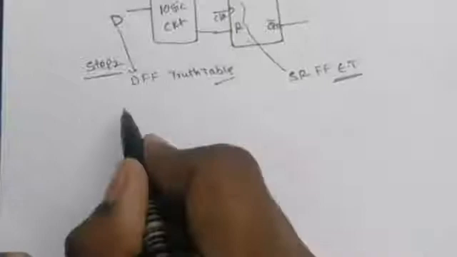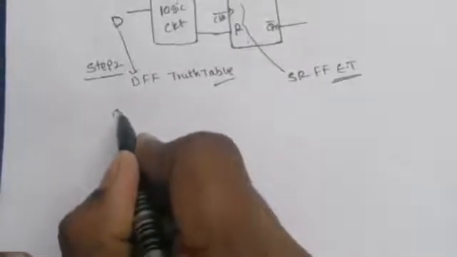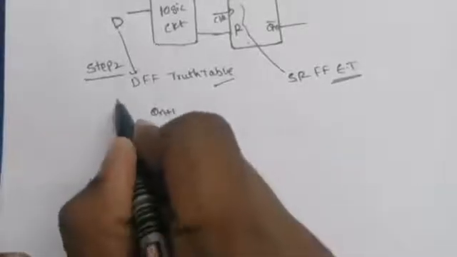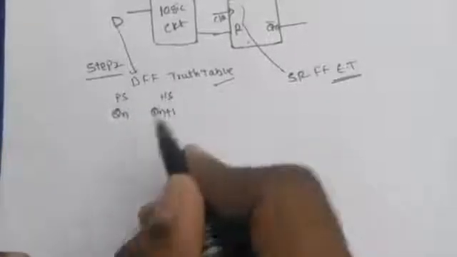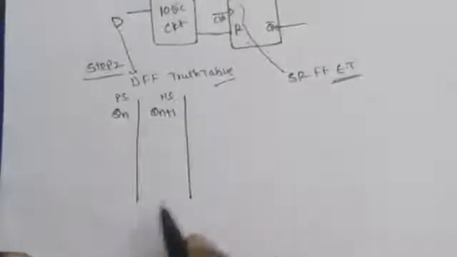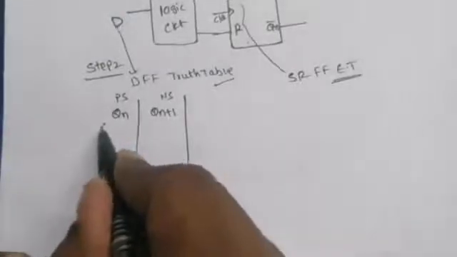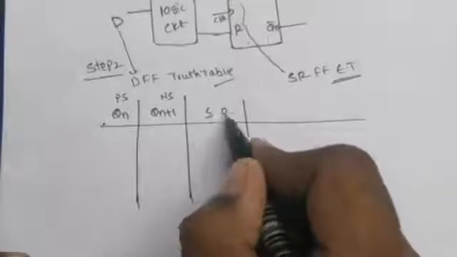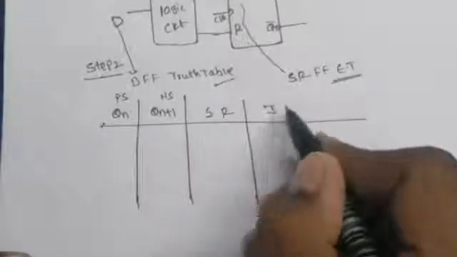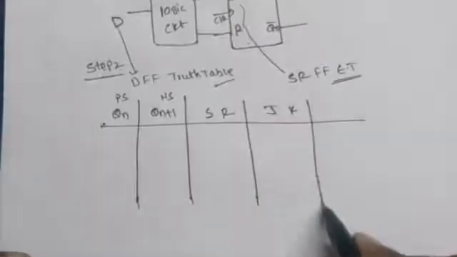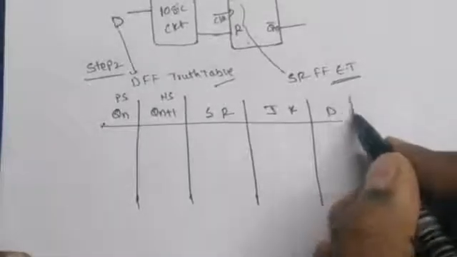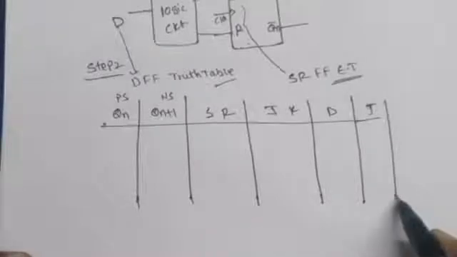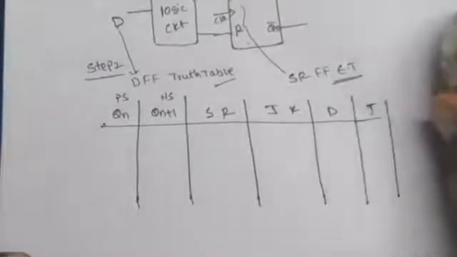I will give one shortcut for all excitation tables. Consider Qn and Qn plus 1. This is the present state, and this is the next state. How the SR flip-flop excitation table appears, how the JK flip-flop excitation table appears, how the D flip-flop excitation table appears, how the T flip-flop excitation table appears.